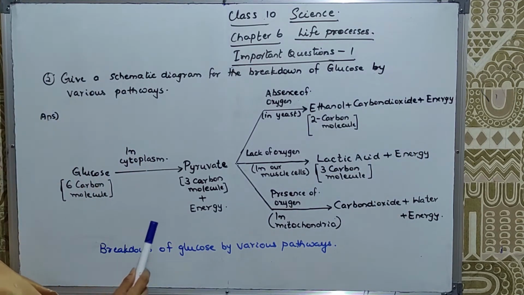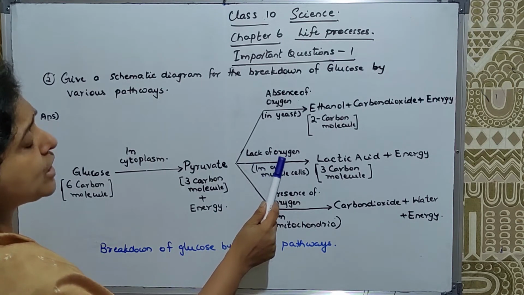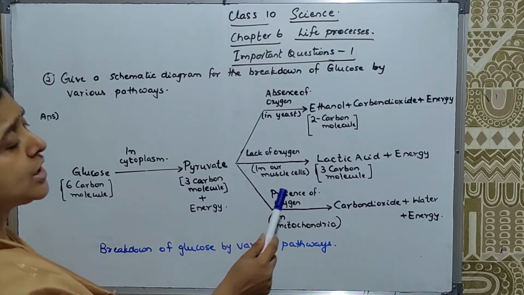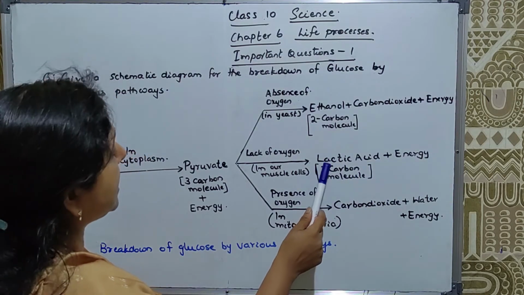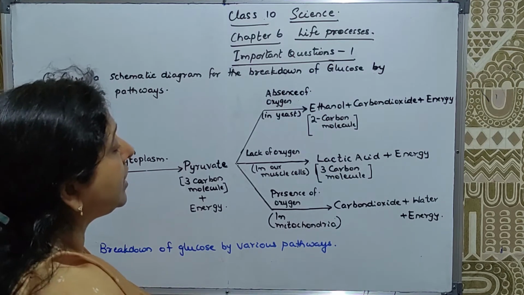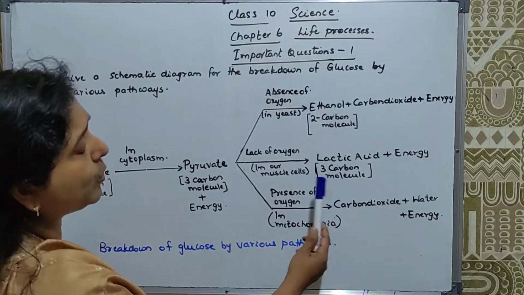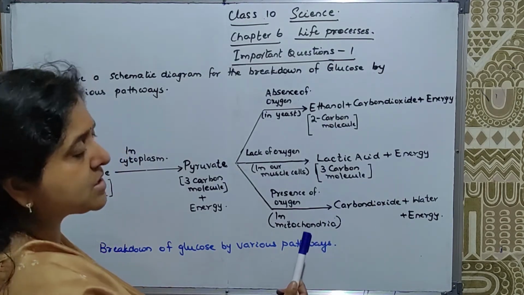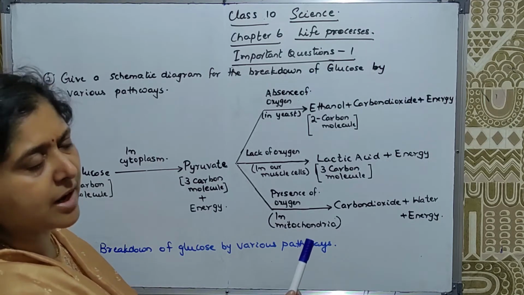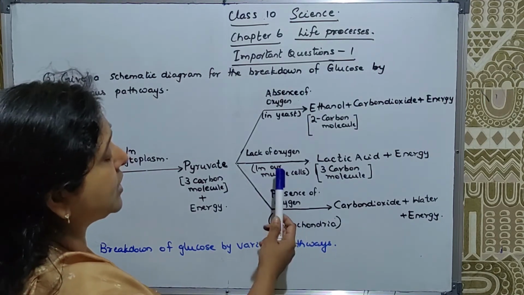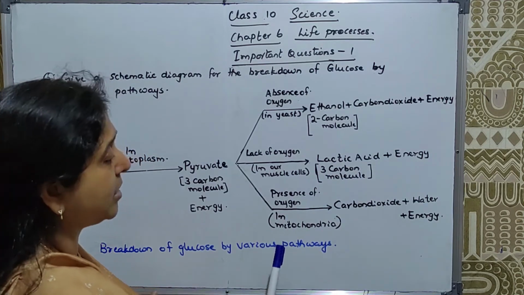Now the second one. During vigorous exercise in our muscles, due to the lack of oxygen, the products formed are lactic acid and energy. Lactic acid is also a 3-carbon molecule, and energy will be released. The formation of lactic acid is the reason for the muscle cramps during vigorous exercise. Due to the lack of oxygen, lactic acid will be formed. It will result in muscle cramps.